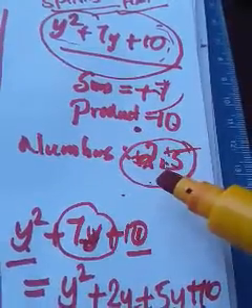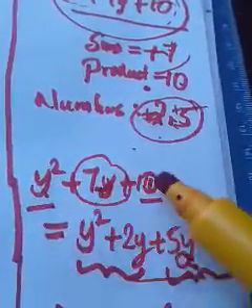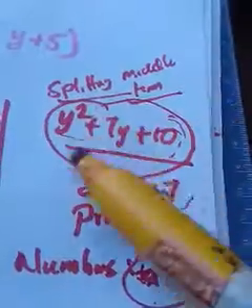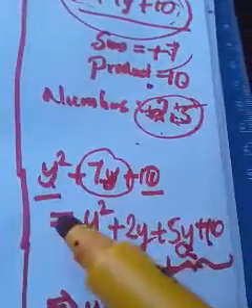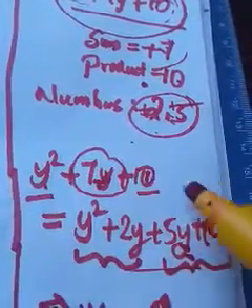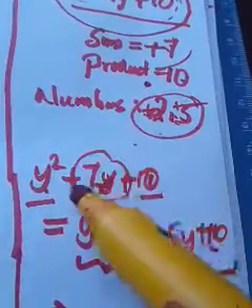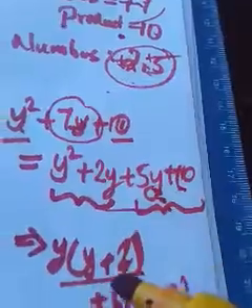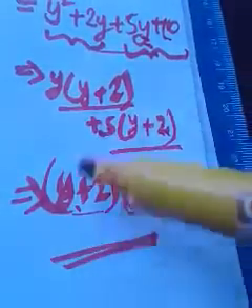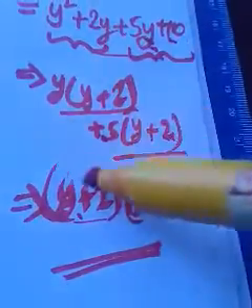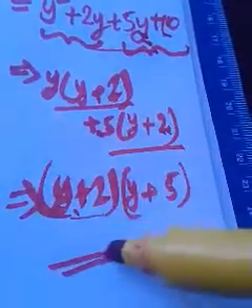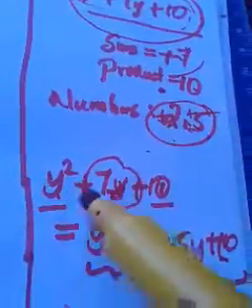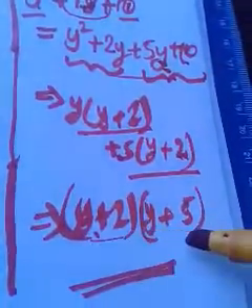By using these 2 numbers we are going to make some changes in this question, or in this polynomial. The first term as it is, the last term as it is without any change. This middle term I split by using these 2 numbers like this. Then after regrouping, just apply the process of regrouping, then we will reach here. That means instead of this, now we can write y plus 2 into y plus 5.